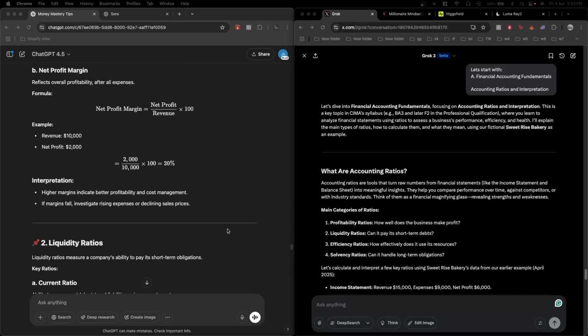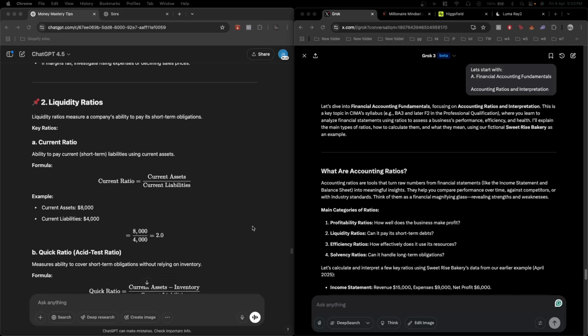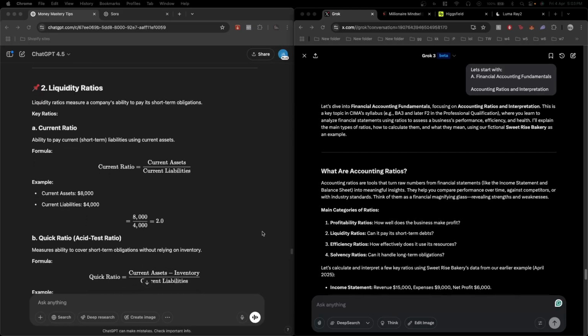Interpretation. Higher margins indicate better profitability and cost management. If margins fall, investigate rising expenses or declining sales prices. Now we move on to liquidity ratios. Liquidity ratios measure a company's ability to pay its short-term obligations.